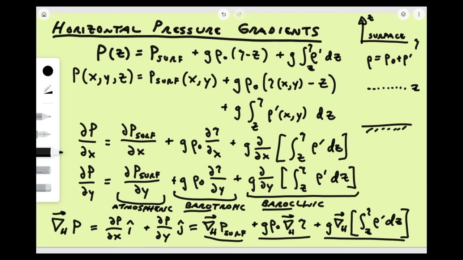So what we did here is we started with an equation for pressure that came from the hydrostatic balance. And then we took the horizontal derivatives in both the x and y direction. And then we used this concept of a gradient that has both magnitude and direction, and combined dp dx and dp dy to give us the pressure gradient, not only the pressure gradient, but its component terms from atmospheric, barotropic, and baroclinic pressure gradients.